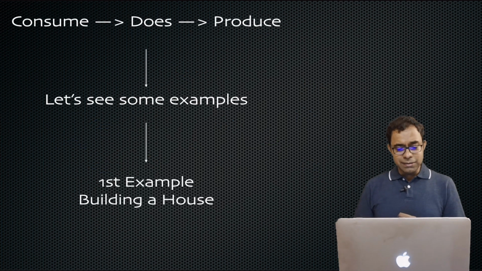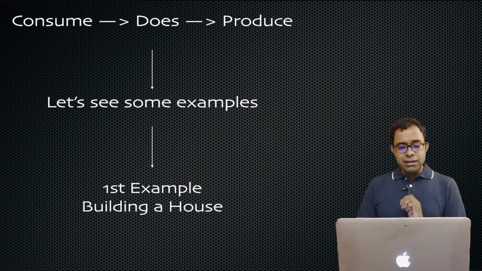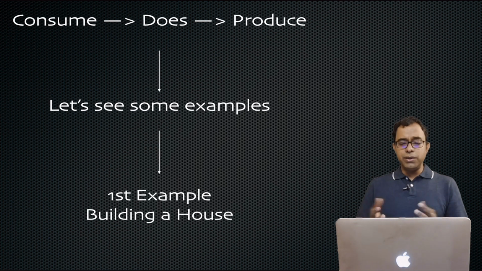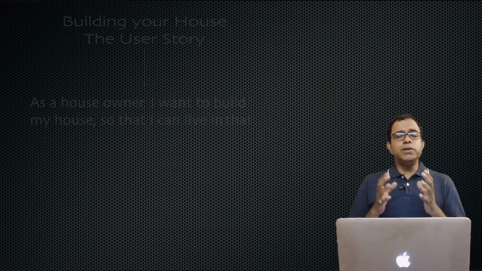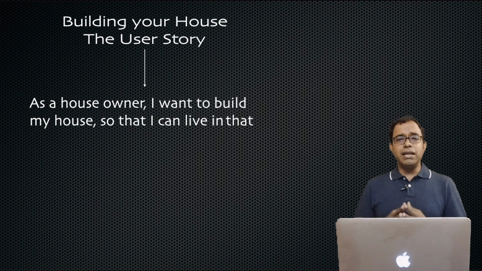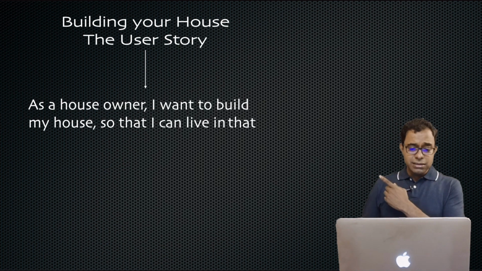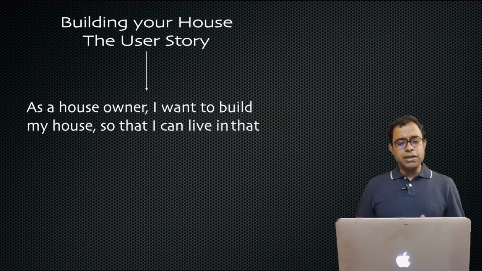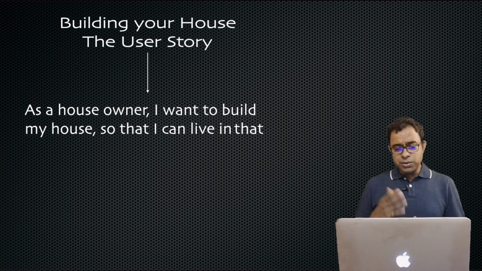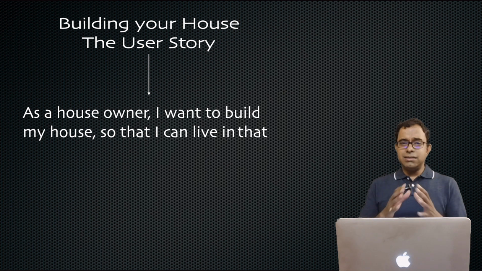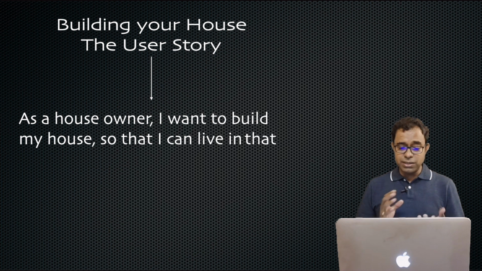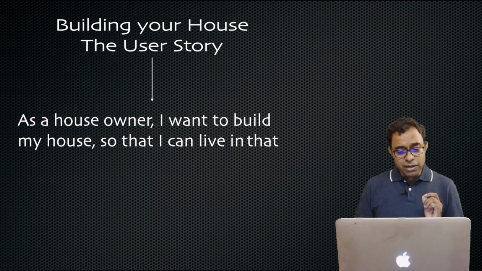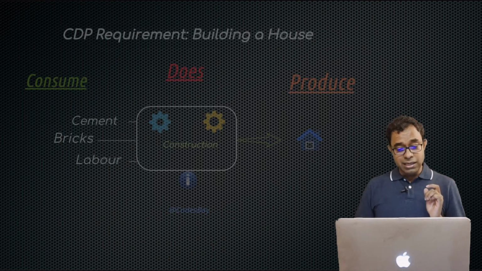Now let's see some examples. I'll start with a very generic example. Let's assume that you need to build your home and you want to generate requirements for it. Let's first understand how it will look from the user story perspective. So here is the user story: As a house owner, I want to build my house so that I can live in it. Makes sense, with some variations, but as a, I want, so that, that's the way we write user stories. Now here is how it will be represented using the CDP model.